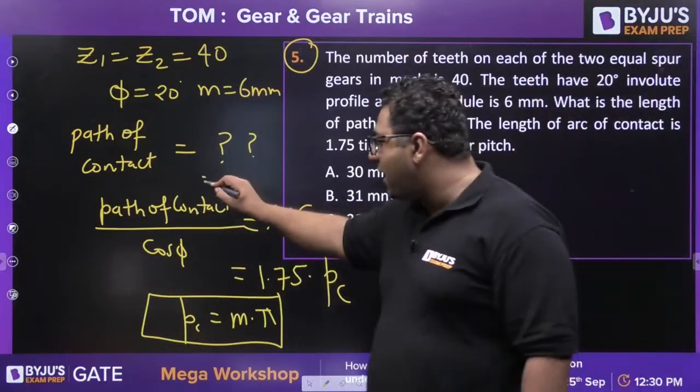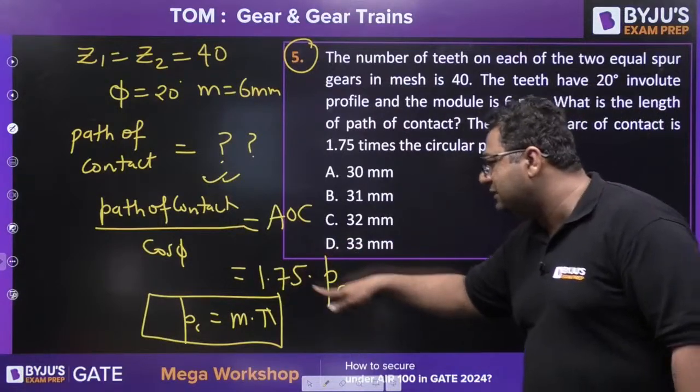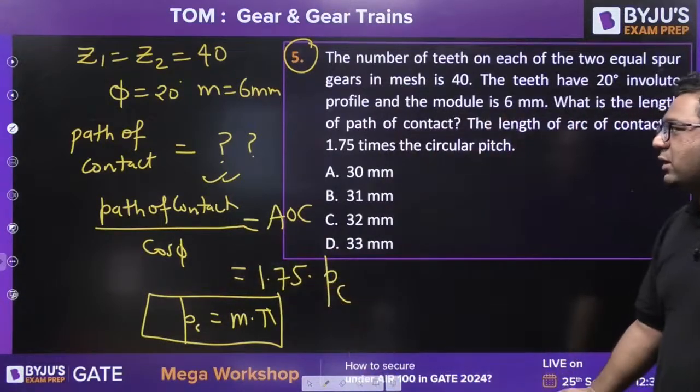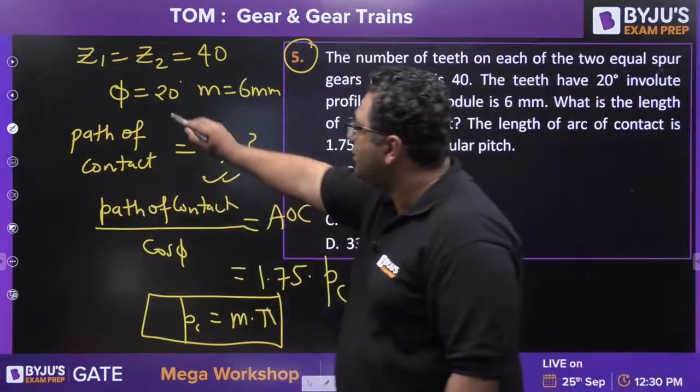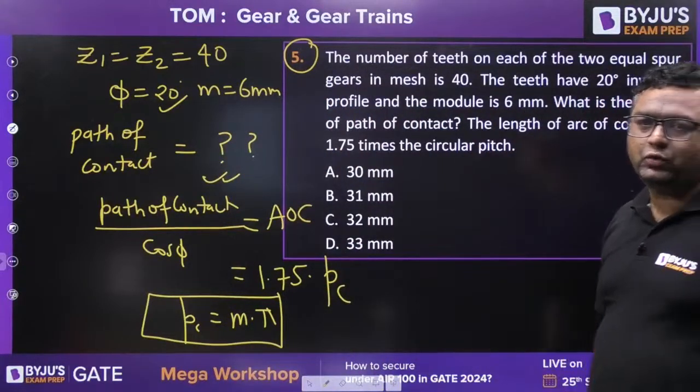You need to tell the path of contact. Okay. So 1.75 PC into cos phi is your answer. Phi is given to us. Yes, all other things are given to us. Module is known to us. Solve it.